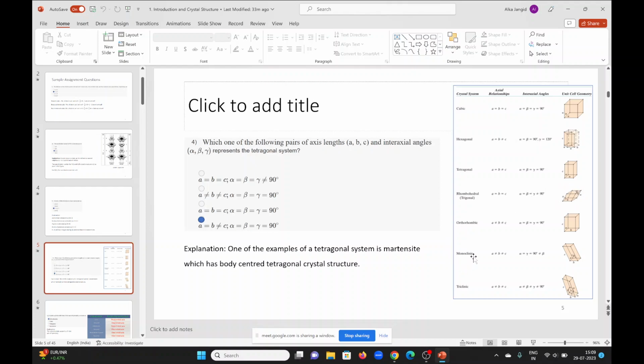In case of monoclinic, no direction will be equal, and the angles alpha and gamma will be 90 and beta won't be equal. In case of triclinic, it shows least symmetry. So nothing is equal in this case.